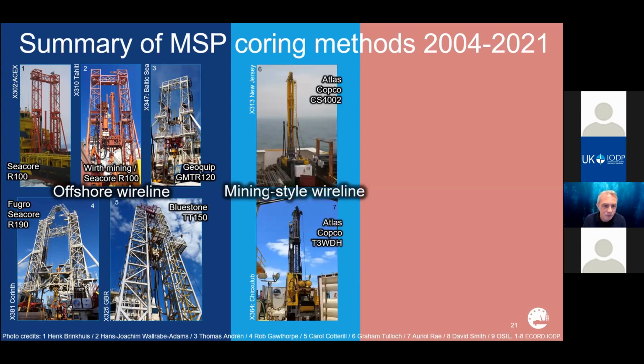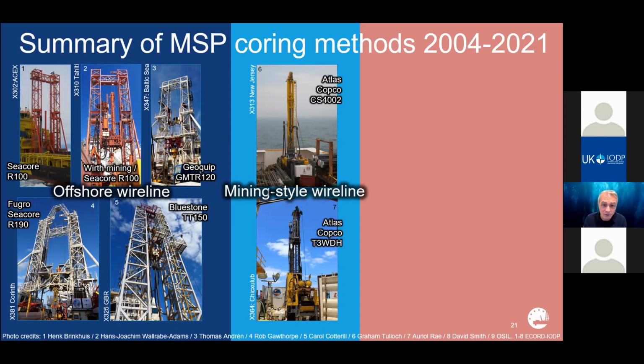The second type of coring used so far in MSPs I have called mining style wireline. So this is quite similar to offshore wireline, except there is no heave compensation. These systems were designed for mining related drilling on land, and therefore you need a stable platform. So these mining systems are generally much smaller and lighter than the rigs and the drill pipe needed for offshore wireline coring. The drill pipe is thinner and lighter. The coring bits are narrower, but the same diameter of core can be recovered.